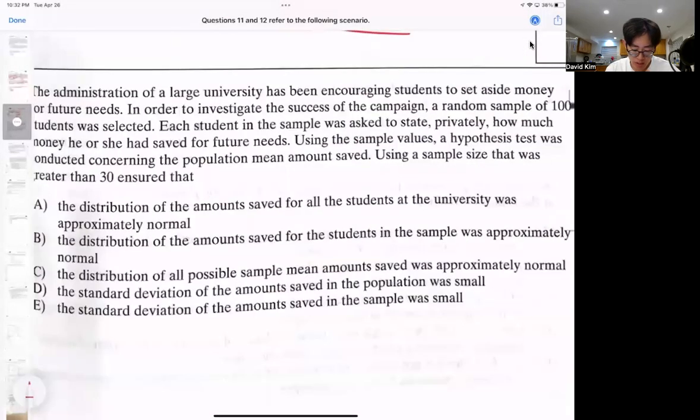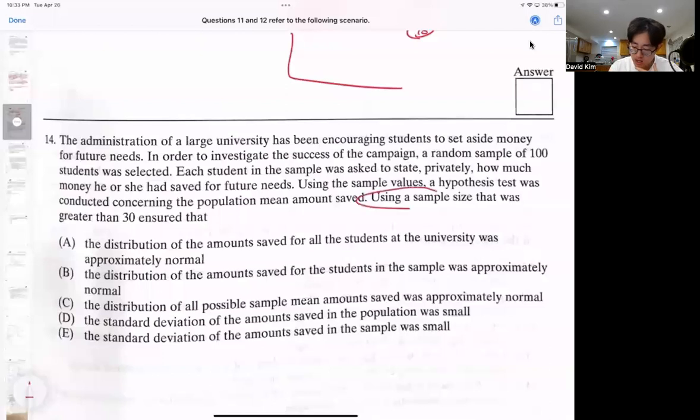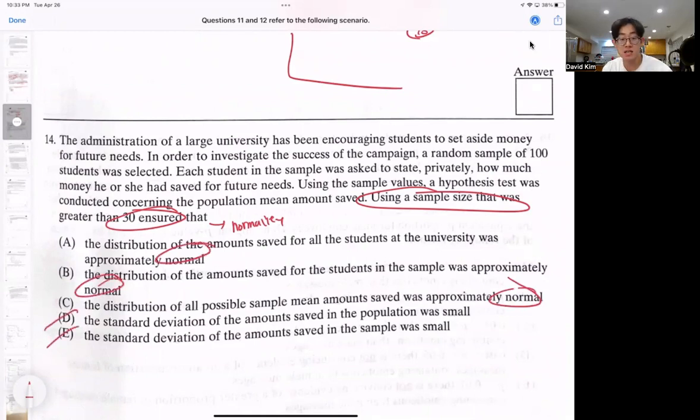Okay, number 14. Using a sample size of 30 ensures the normality. So the distribution of all possible sample means is normal. So we are looking for A, B, and C. D and E have absolutely nothing to do with this.